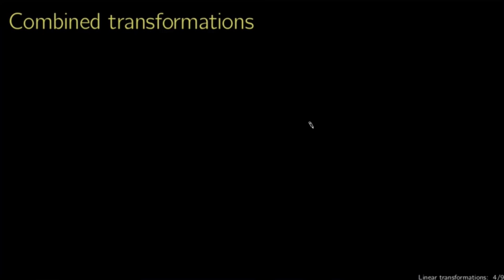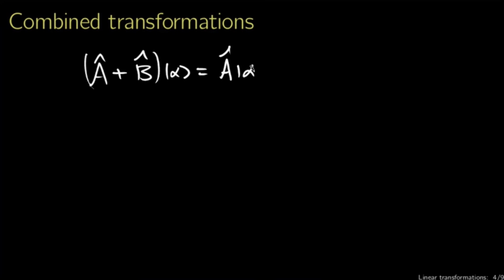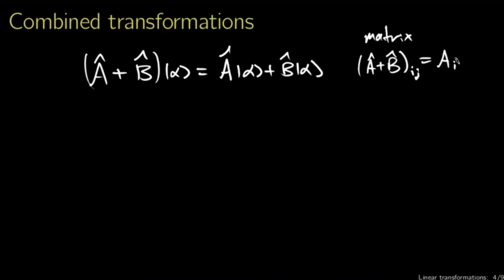These transformations, of course, can also be combined with each other. You can have a transformation A hat and add a transformation B hat. This, if you imagine applying it to a vector, say alpha, is just going to give you A hat applied to alpha plus B hat applied to alpha. And if you're working with matrices, the A hat plus B hat represented as a matrix, if I want to know the ijth entry of the matrix that represents the sum of these two transformations, it's just going to be A_ij plus B_ij. The element by element sum of the two matrices treated separately.